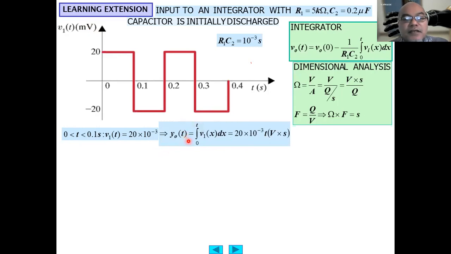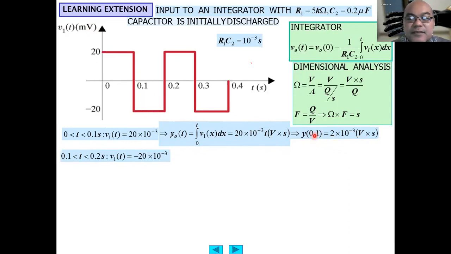So the result of this integration, the integral from 0 to t of V1(x) dx, is 20 times 10 to the power of minus 3 times t. Yeah, this is the result. So there is a variable t here, a function of t. Then Y at 0.1 equals 2 times 10 to the power of minus 3 times 0.1. So this is the formula for between 0 and 0.1.